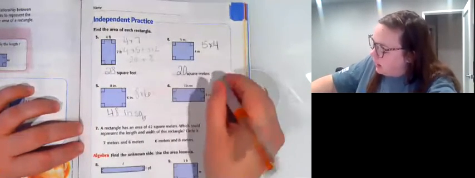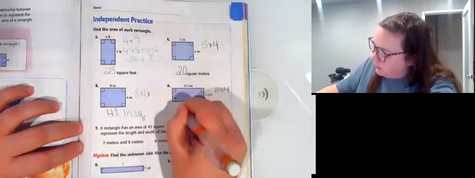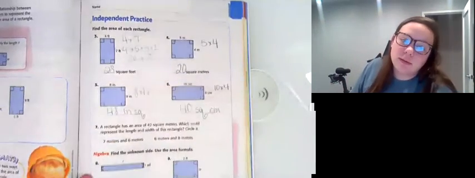Here we have 10 times 4, which would give us 40 square centimeters. Notice that they are changing. Pay attention to your labels.